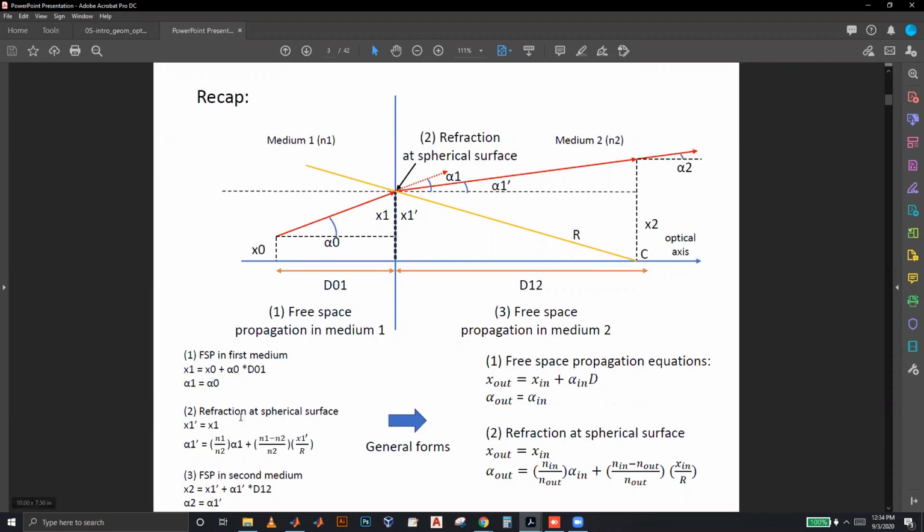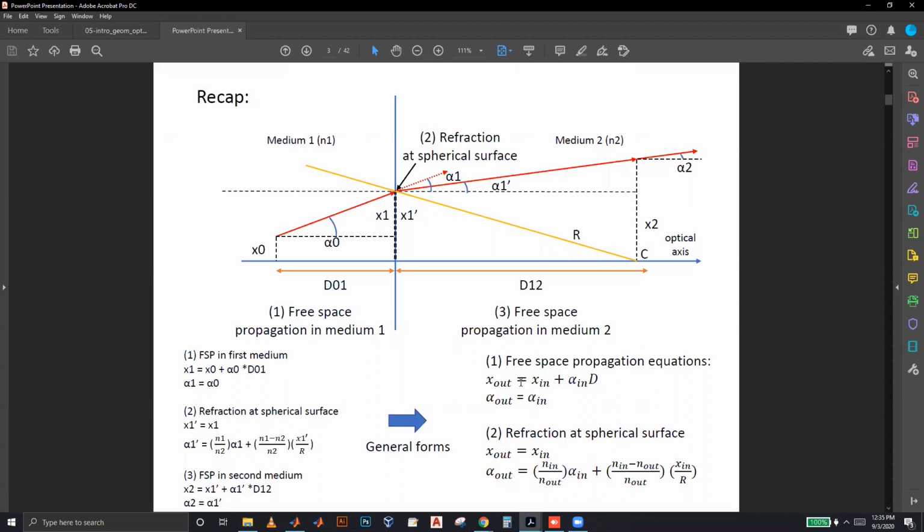So there are three sets of equations for three phenomena, two of which are very similar. Free space propagation in medium 1 and 2 basically have a difference in the variables, but their form is the same. The other set is the refraction at the spherical surface, which is the interface between medium 1 and medium 2. So I generalized the form of the free space propagation equation. You can see x1 equals x naught plus alpha naught times d and so on, and for the second one, x2 equals x1 prime and so on.